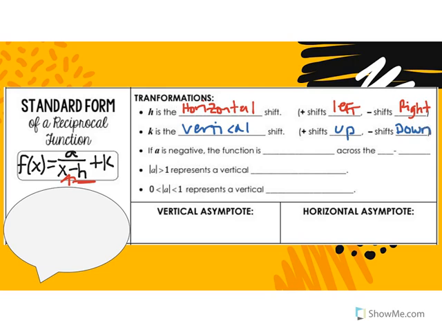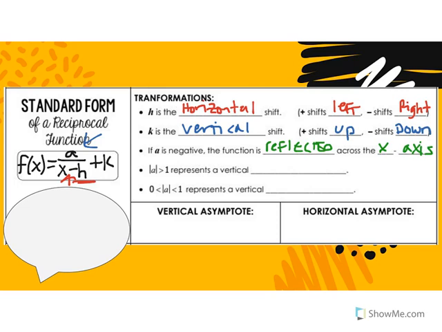Okay, and then the letter A, the one on the numerator up there: if A is negative, the function is reflected across the x-axis. So the function is reflected across the x-axis. And I'll be showing you guys some examples of that as well.